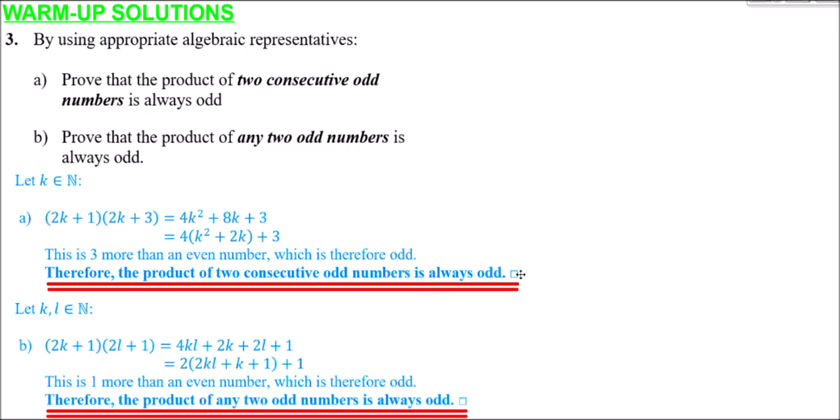If you're wondering what these little squares mean here, this is just a fairly old-fashioned now way of concluding a proof. This is like a big full stop. It's equivalent to saying QED, which is an abbreviation of Latin, which just means that the proof has been completed.